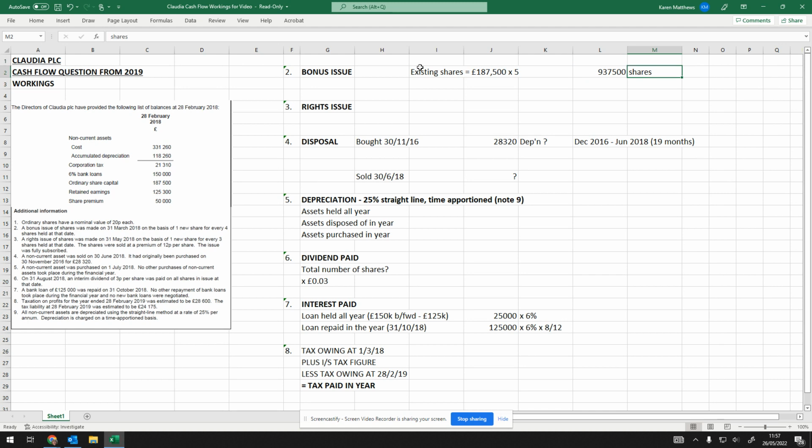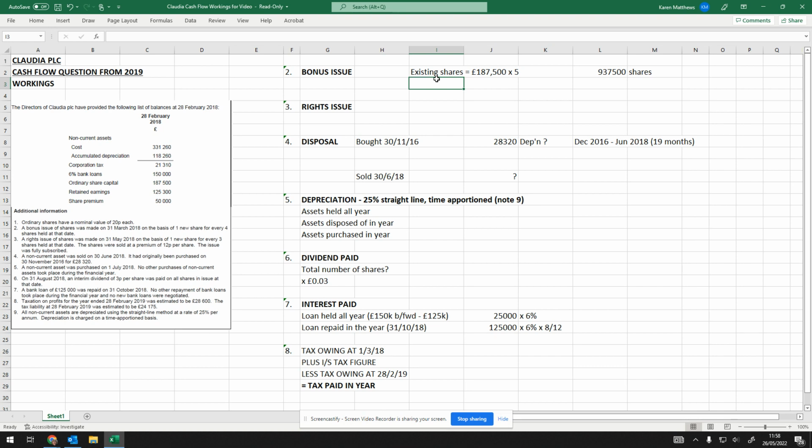Now it's really important that we label up these figures. If it's a monetary amount, we put a pound sign in front of it. And if it's a number of shares, we write shares next to it. Because as we go along, it's going to get more and more complicated, so we need to be able to identify what's what.